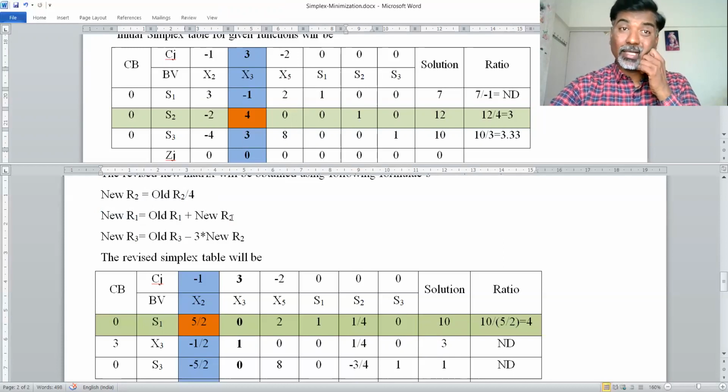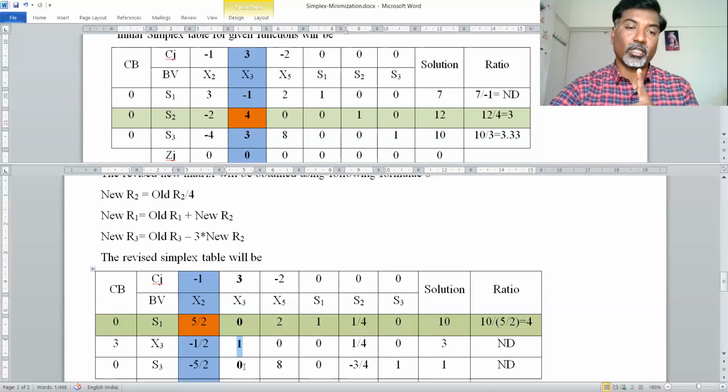Because what is the key concept? When you identify the key row, key column and key cell, the key cell value must be 1 and the other corresponding cell values of that key column should be 0. So we have to make the value of this cell 1 and the other cell values we have to make 0. When this value is 1, to make this value 0, what do we have to do? Now this is a 1 and this is a 3. We have to multiply this second row by 3 and then subtract. That's why the third formula is: new R3 is equal to old R3 minus 3 times new R2, because the R2 value is now 1.